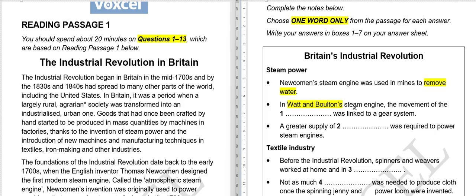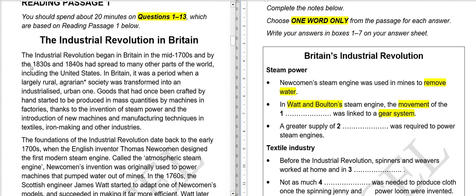In Watt and Boulton's steam engine, the movement of the dash was linked to a gear system. So basically, it will be a part of the steam engine that was linked to a gear system. It was linked to the gear and it is moving in the engine. So we have to find which part was moving that was linked to the gear system.